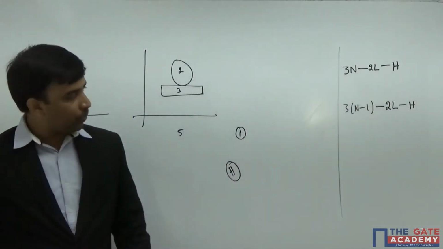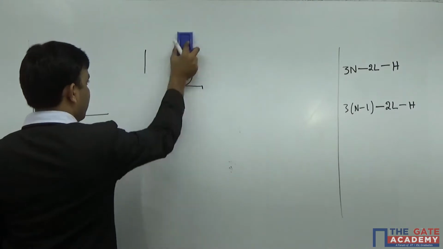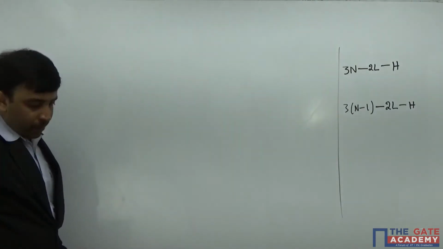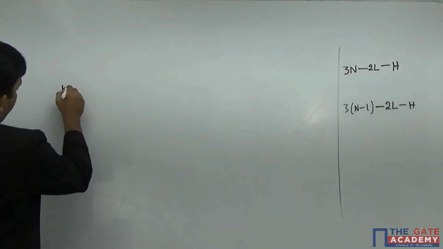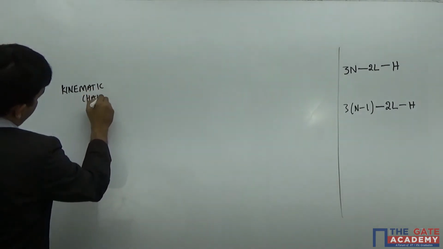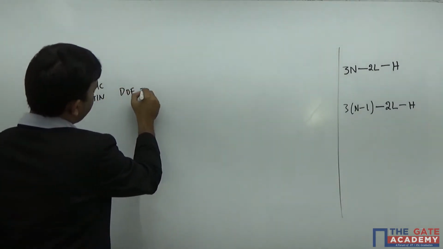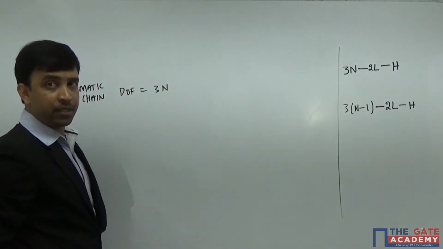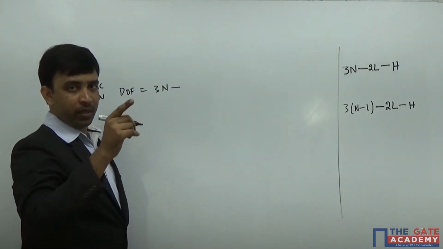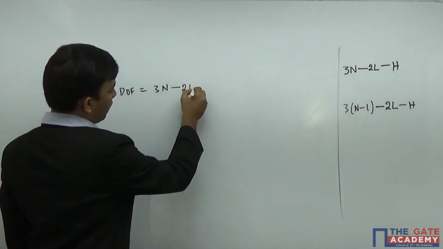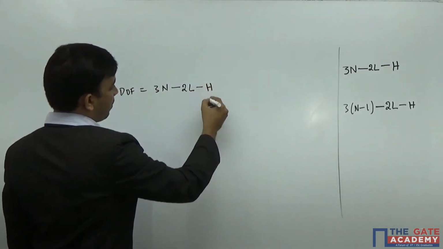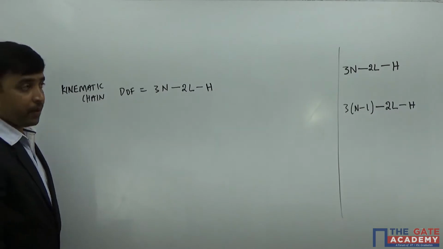So now finally we got an equation for calculating degrees of freedom of a kinematic chain and degrees of freedom of a mechanism. For a kinematic chain, degrees of freedom is 3n. If there are n links inside the system, degrees of freedom will be 3n. If there are L number of lower pairs, for each lower pair degrees of freedom reduces by 2, so it comes down by 2L. And for each higher pair, I lose 1 degree of freedom. If there are h number of higher pairs, degrees of freedom reduces by h.